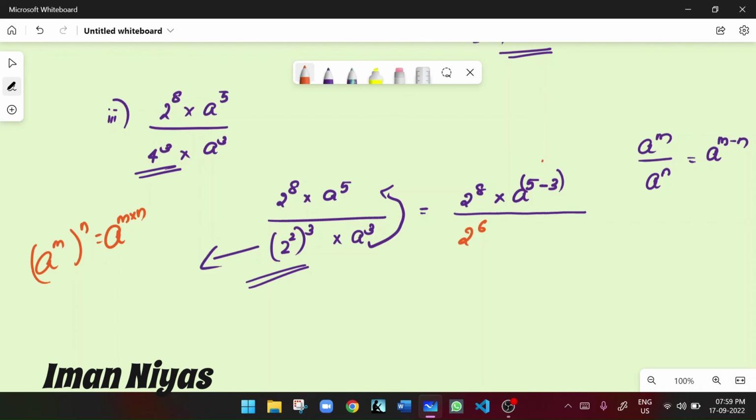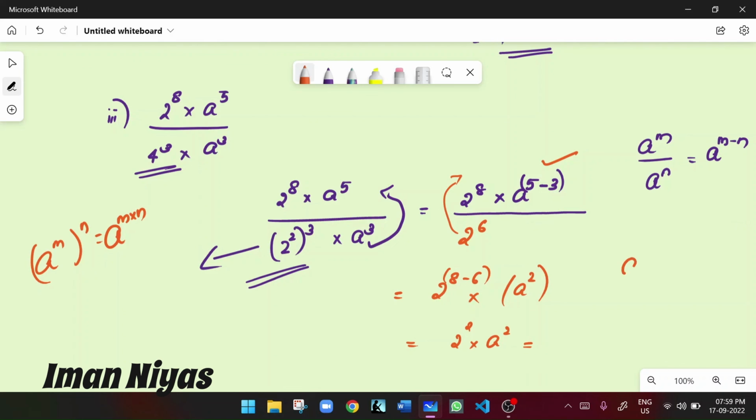Next up, we are solving this part and taking this to the numerator. So let's see, 2 raised to 8 minus 6, then what you can do? a raised to 5 minus 3, that is a square, right? So what is the final answer? 2 square multiplied with a square, right? So you can combine and write this again.